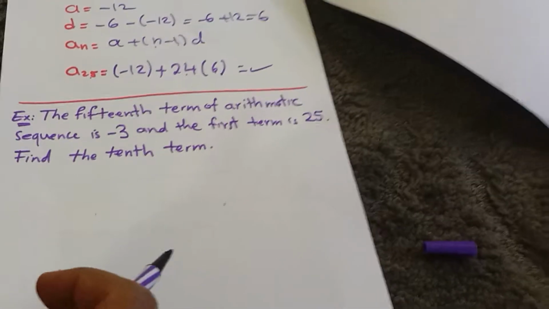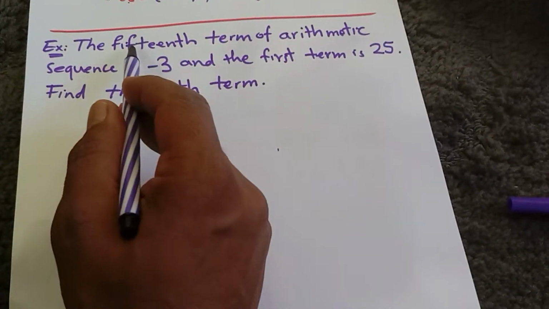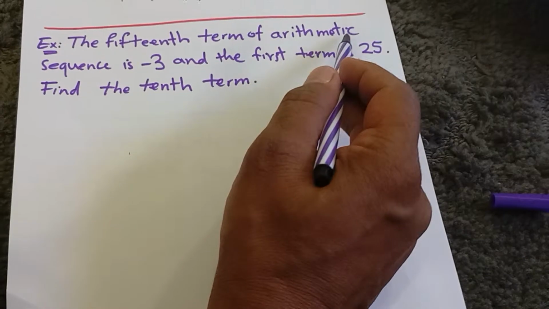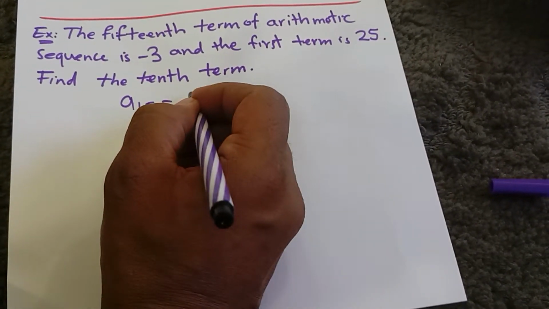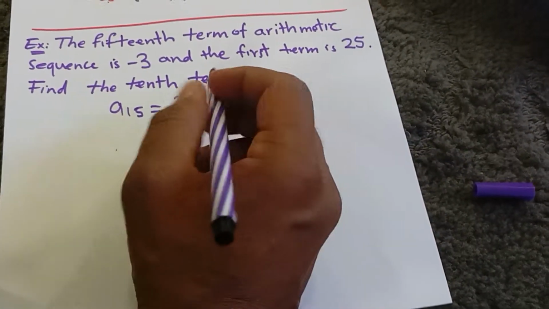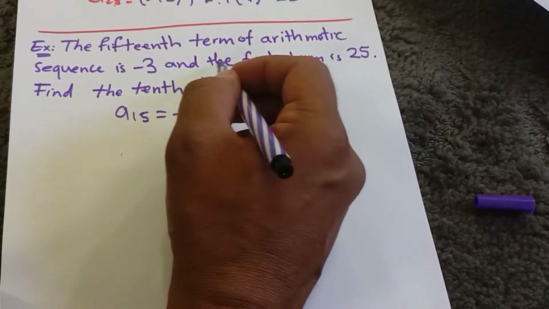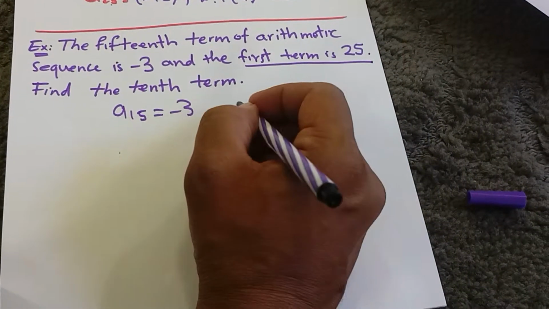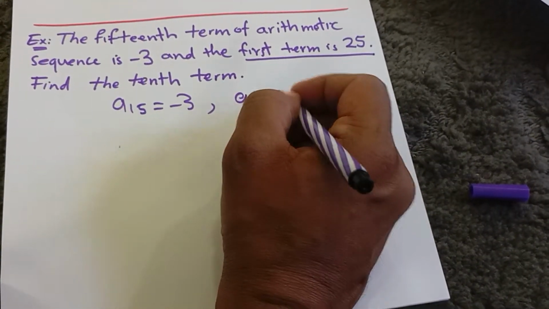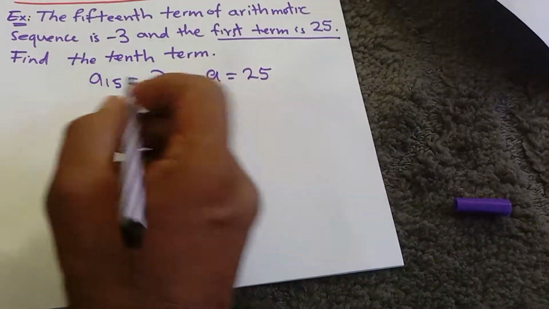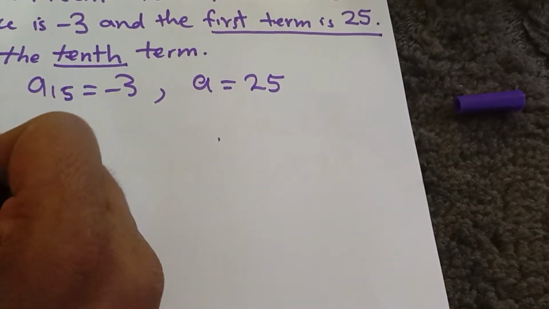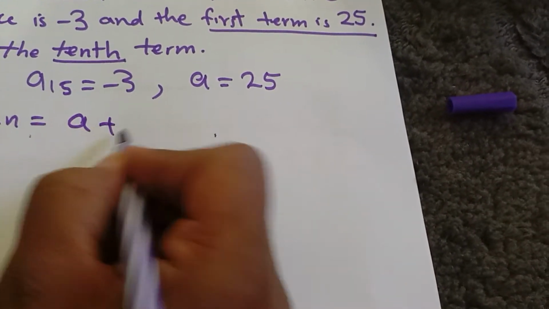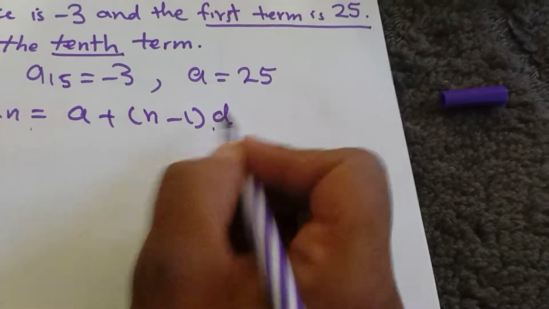Here is another question. The 15th term of an arithmetic sequence is negative 3. So a15 equals negative 3. We also have the first term, which is 25. So the first term equals 25. Find the 10th term. We actually need the difference to find the 10th term. We know that an equals a plus n minus 1 times d.